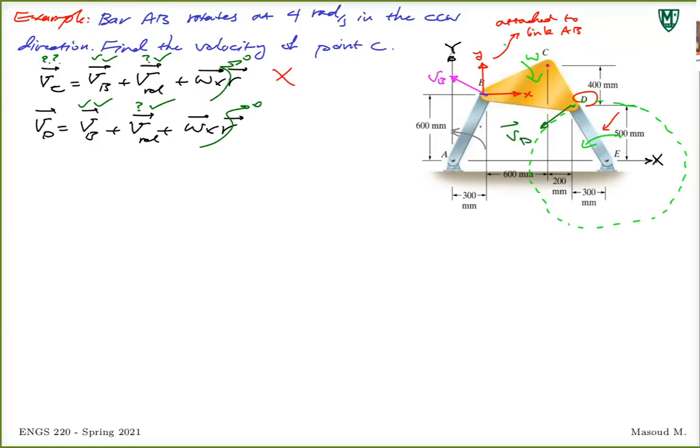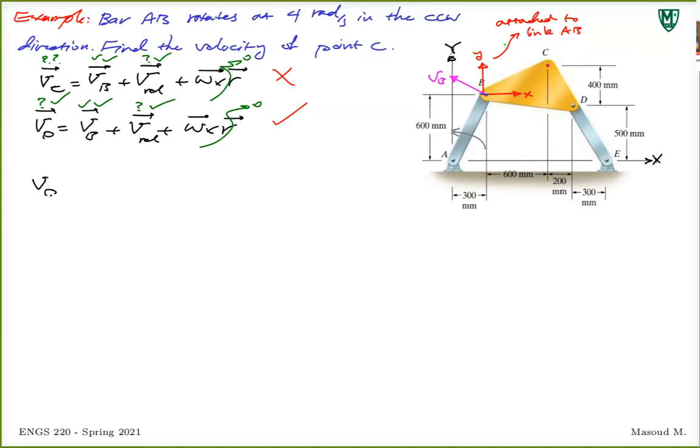I couldn't make the same assumption about C because C was floating, it wasn't connected to anything. But D is part of link DE, which means it's going in a circular path about point E, which means I know its direction. I don't know its magnitude, but I know its direction. Now this is good. I have two unknowns. VD, I don't know its magnitude. V relative also, I don't know its magnitude. But other parameters, I know. That's the important part. The rest is just doing what we did before, finding the angles and figuring out how to decompose vectors.